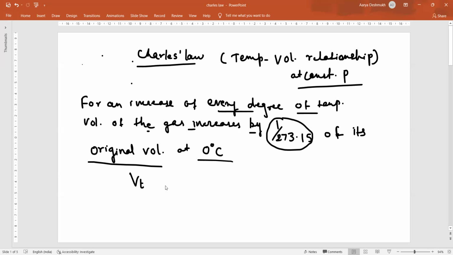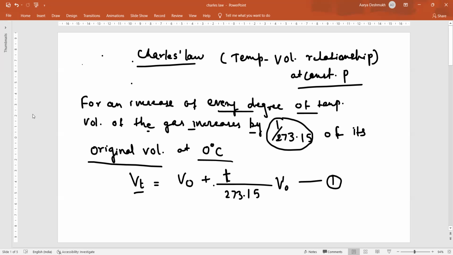VT, that is the volume of the given mass of gas at a particular temperature. Suppose T temperature, you can denote this by VT. That will be equal to V0. This is V0, the volume of the gas at 0 degrees Celsius. So it increases by T divided by 273.15 into V0. This you can number as equation number 1.